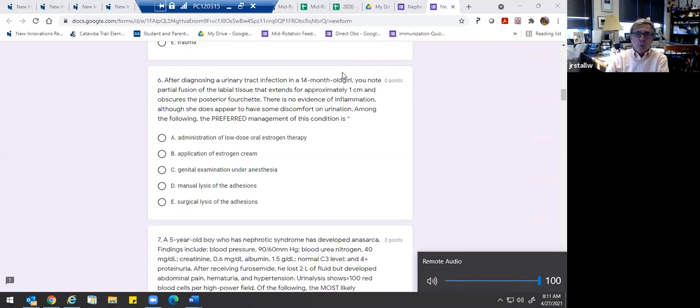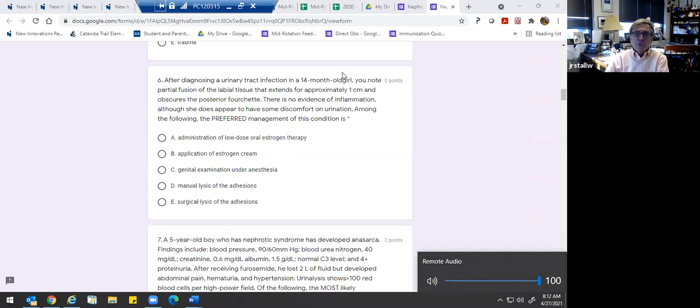You certainly wouldn't do it orally. You wouldn't put her under anesthesia. You might have to get there to lyse the adhesions if your preferred management didn't work. The manual lysis can be done of the adhesions, but that's not preferred. And then surgical, this is a question where genital exam under anesthesia negates surgical lysis. I mean, those two go together, hence they can't be the right answer. And so you can eliminate those two by just test-taking skill sets.